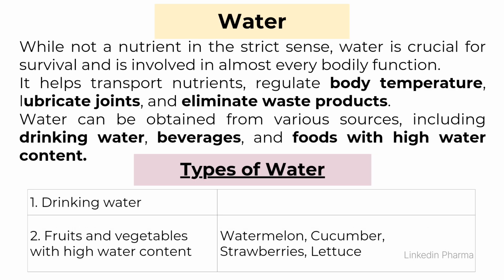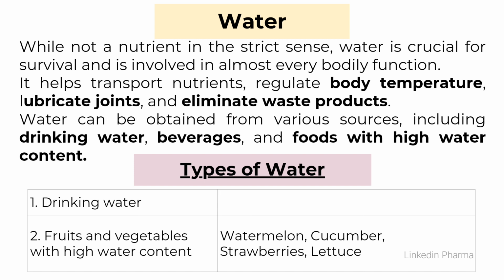Water. While not a nutrient in the strict sense, water is crucial for survival and is involved in almost every bodily function. It helps transport nutrients, regulate body temperature, lubricate joints, and eliminate waste products. Water can be obtained from various sources, including drinking water, beverages, and foods with high water content. Types of water. 1. Drinking water. 2. Fruits and vegetables with high water content.